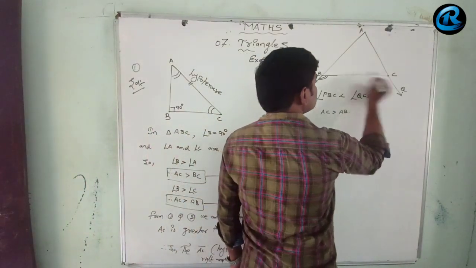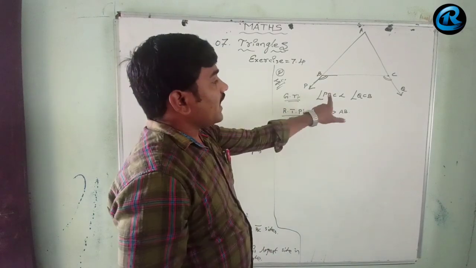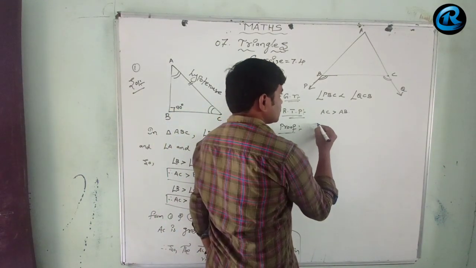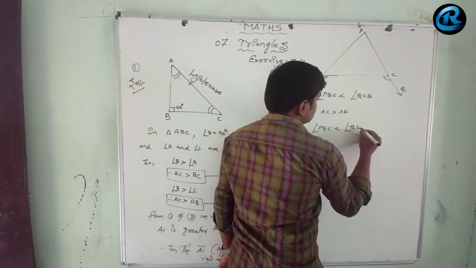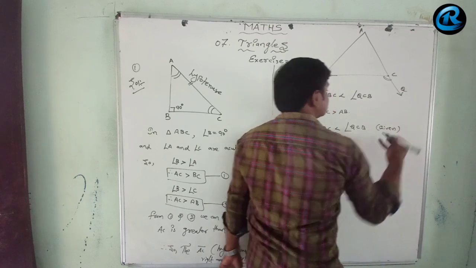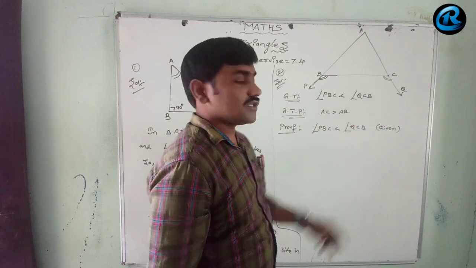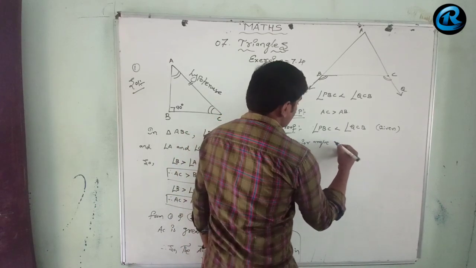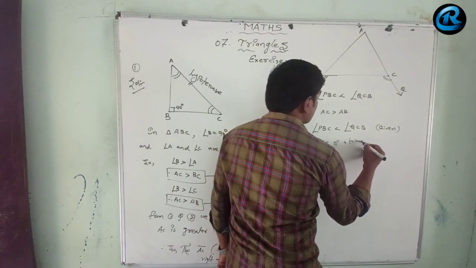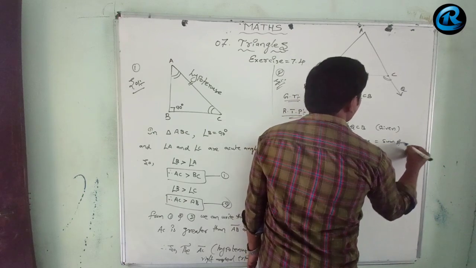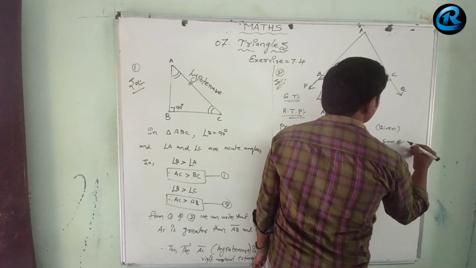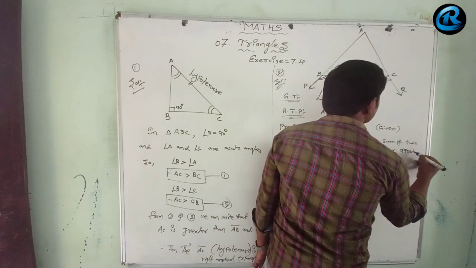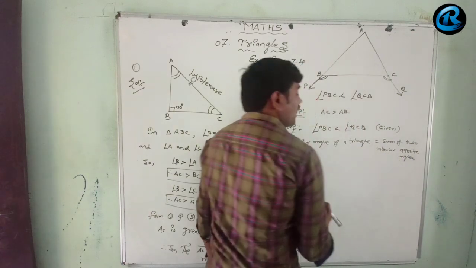See that here angle QCB is this angle, and here angle PBC. Let us write this: angle PBC is less than angle QCB, which is what is given here. So according to this, the exterior angle of a triangle is equal to the sum of two interior opposite angles.